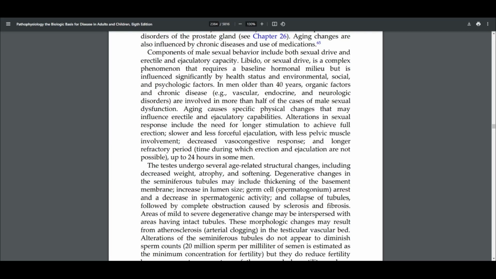Aging causes specific physical changes that may influence erectile and ejaculatory capabilities. Alterations in sexual response include the need for longer stimulation to achieve full erection, slower and less forceful ejaculation with less pelvic muscle involvement, decreased vasocongestive response, and longer refractory periods, up to 24 hours in some men.